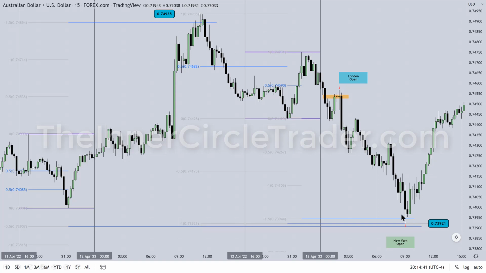So we have a confluence of factors coming together within the New York kill zone, giving us a precise entry, precise exit, targeting initially the sell side liquidity over here.